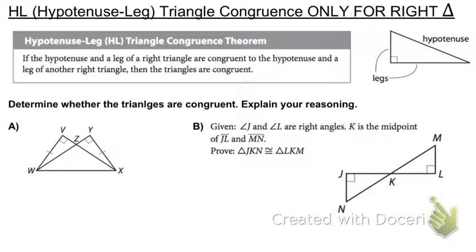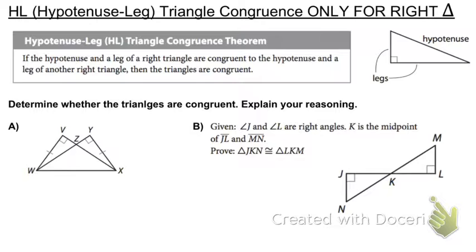So, could you use hypotenuse leg if it doesn't have a hypotenuse? No. Just like with side, angle, side, you need two sides and the angle between them. In hypotenuse leg, you need a hypotenuse and you need a leg. If a hypotenuse doesn't exist because it's a non-right triangle, then you can't do that. So hypotenuse leg is special for right triangles only. If the hypotenuse and a leg of a right triangle are congruent to the hypotenuse and leg of another right triangle, the triangles are congruent.